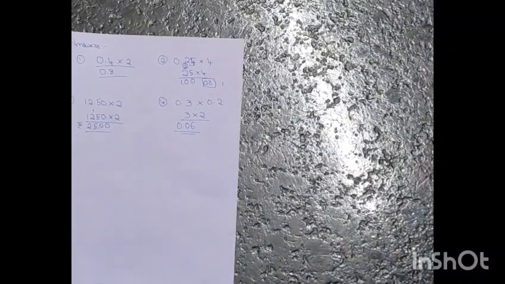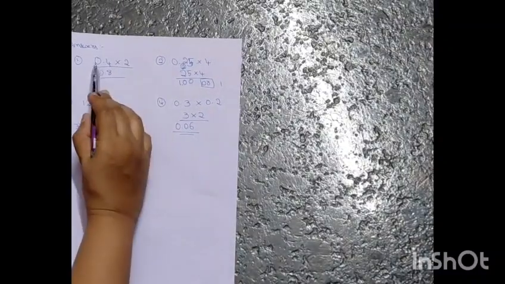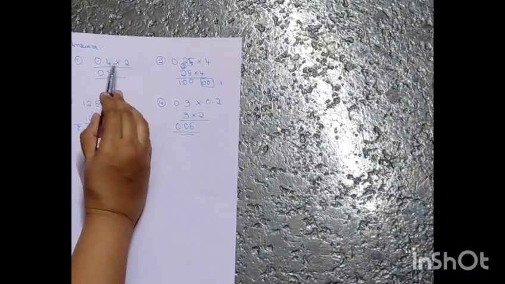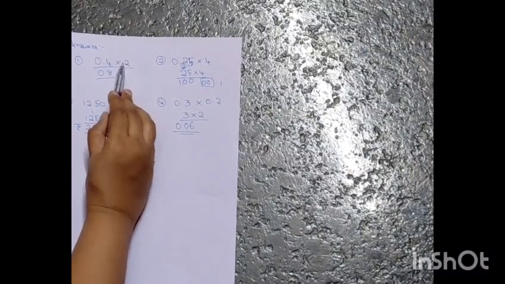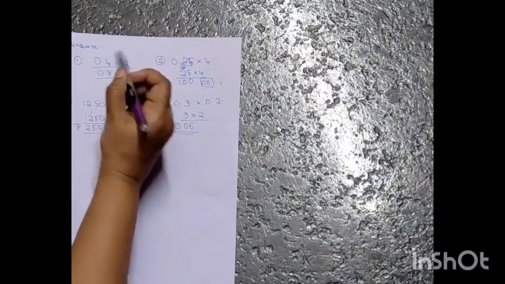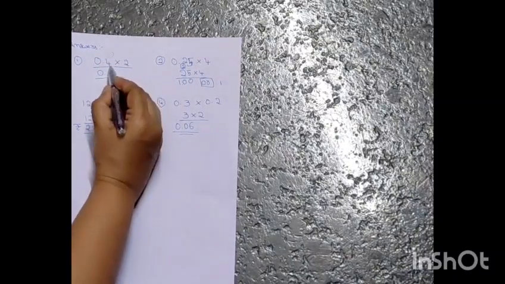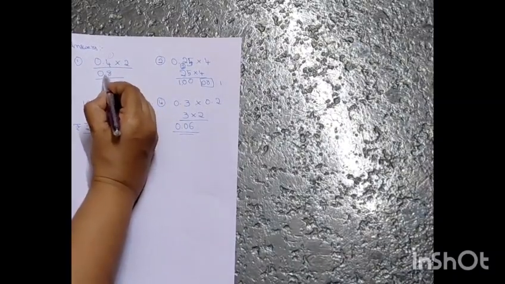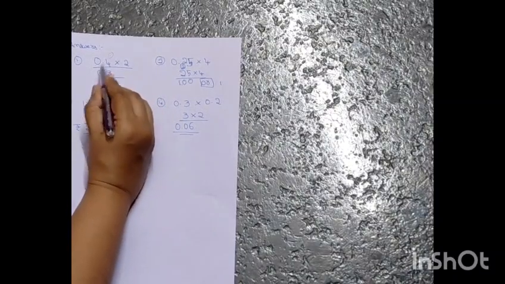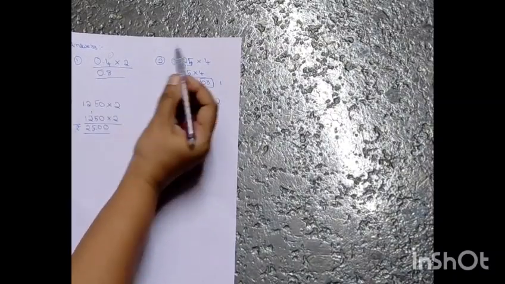So let us go with the answers. Yes. First we'll go with the first question. 0.4 into 2. So what I said is, it is a whole number. After the decimal point we have only one digit. So 4 2s are 8. After 8, 0.8 is the answer for the first question.